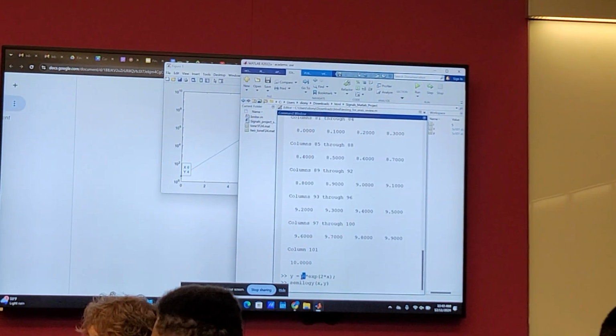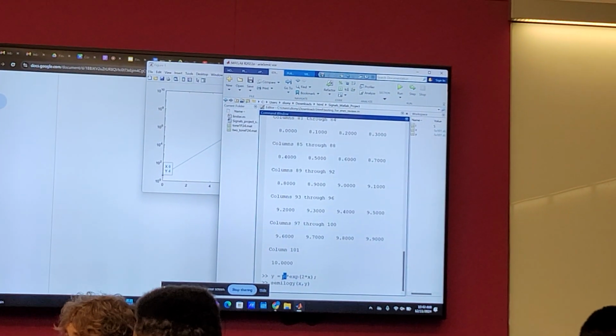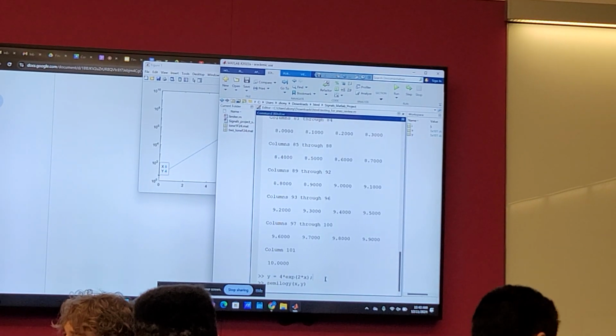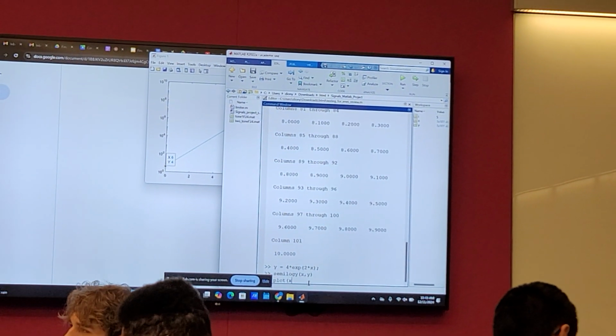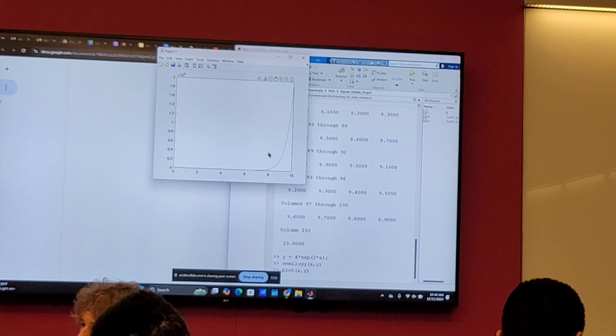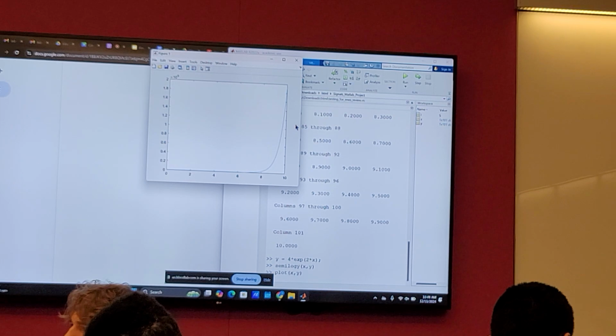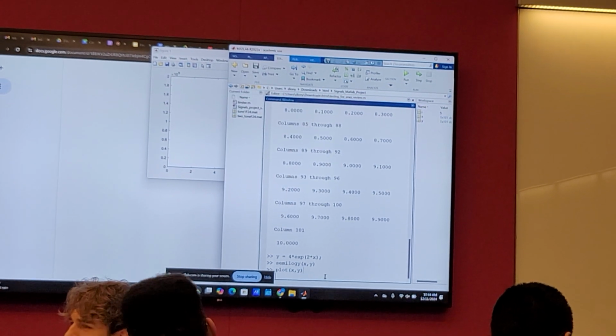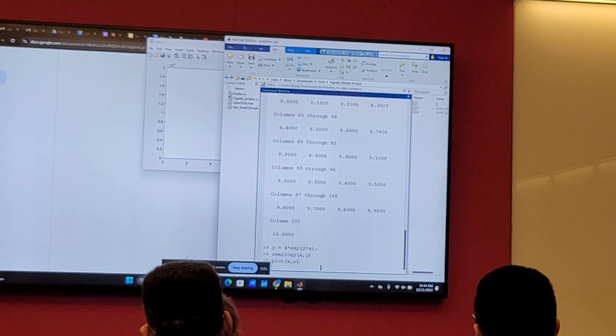Okay, cool. What would the graph of y look like on a regular plot? Sure. It's just an exponential. You can see right here, a standard exponential. Does anybody want to guess what looks like a line on a semilog x graph?